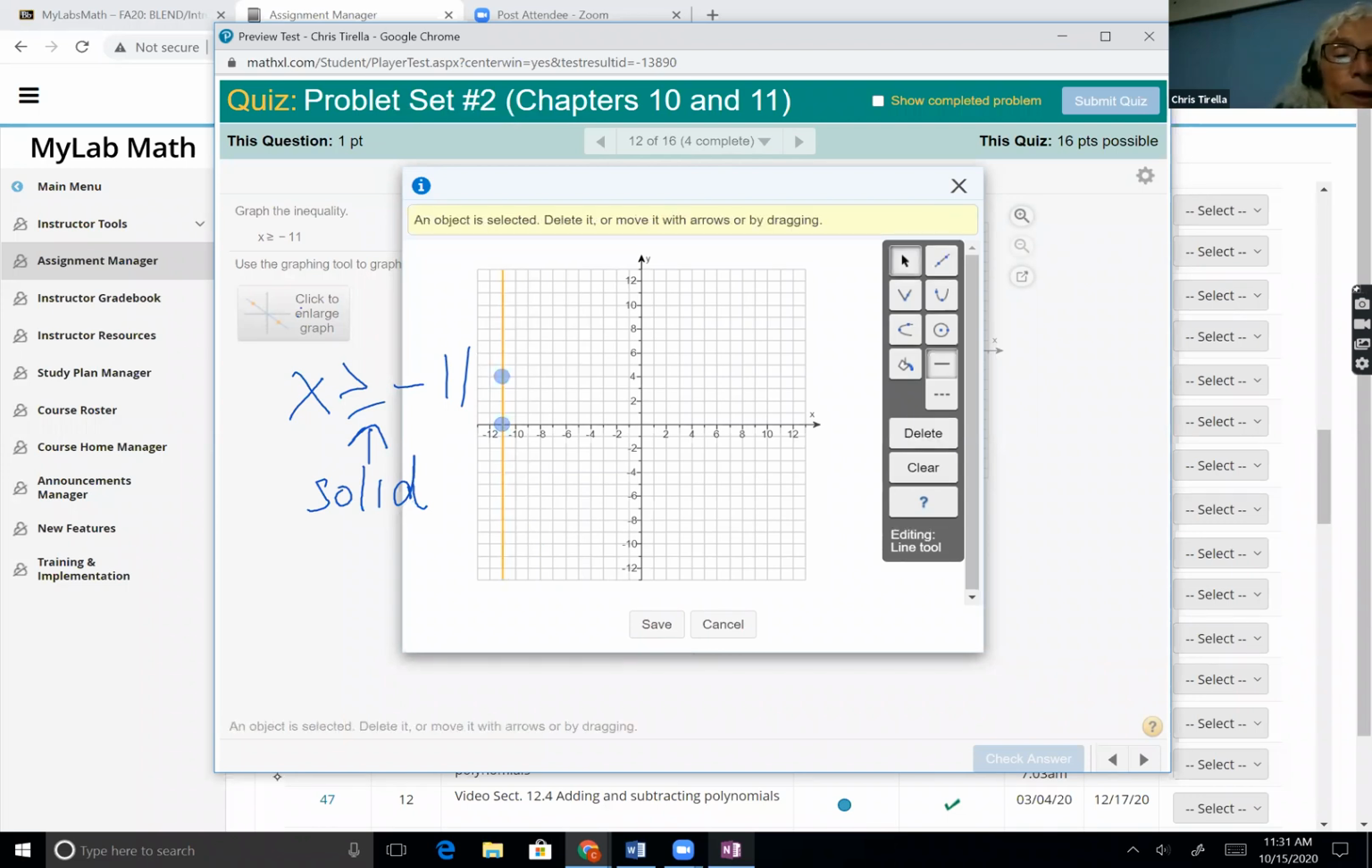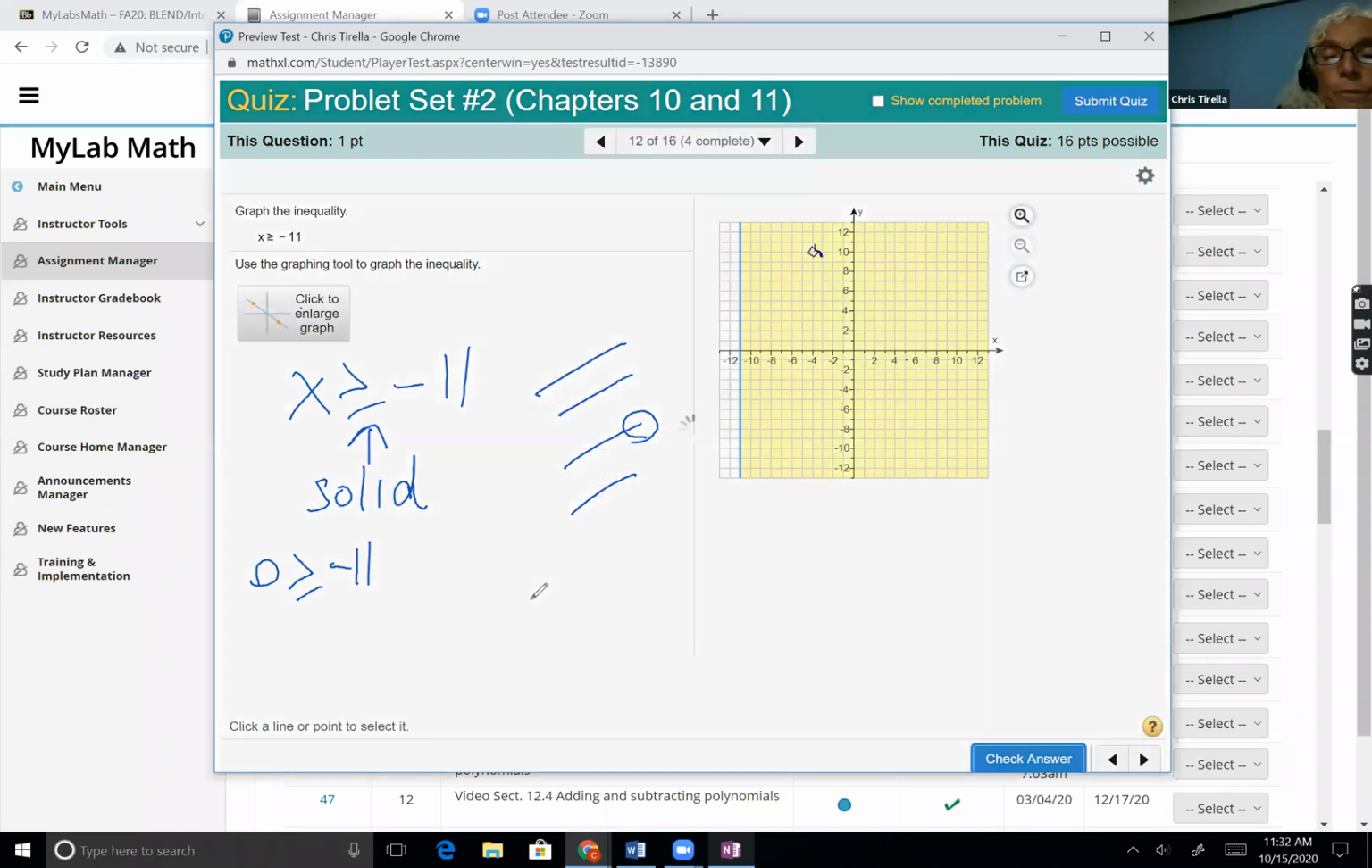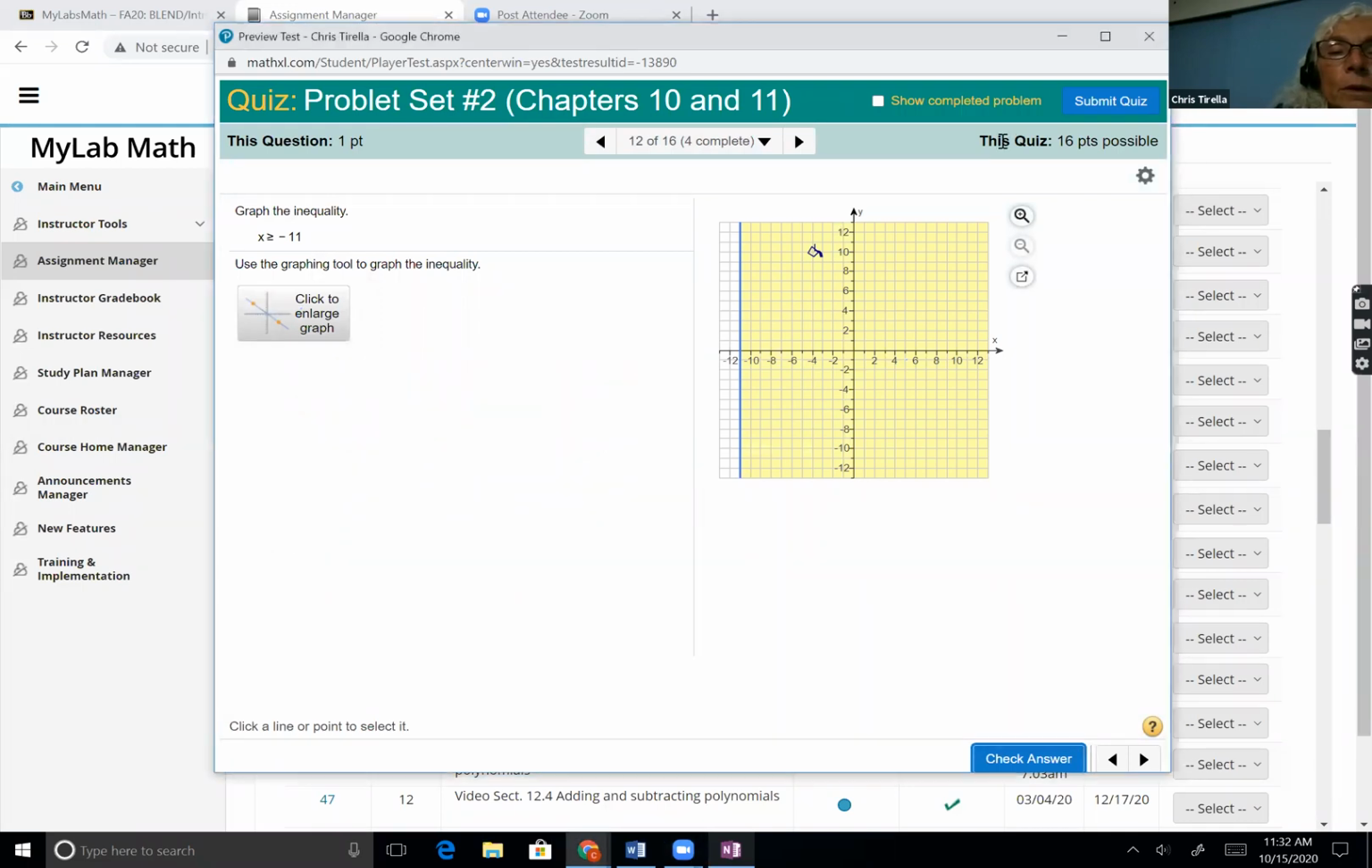And so if I test the point 0, zero is greater than or equal to negative 11, so I'm going to shade that side. And we'll save it. And there we go. That one all right? If so, next question.